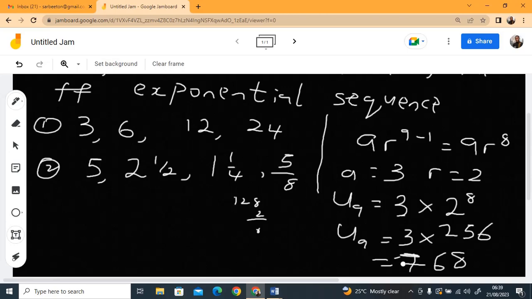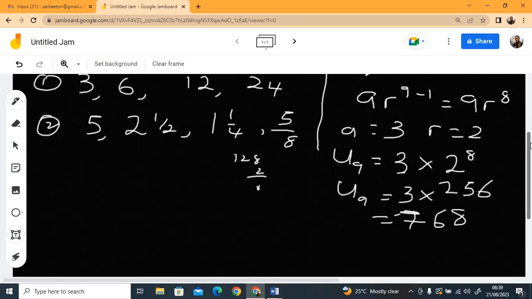This is what? 766. That is the answer for that one. So let's now move on to the second one. There is a fraction here, so you have to be very careful of how you solve this.